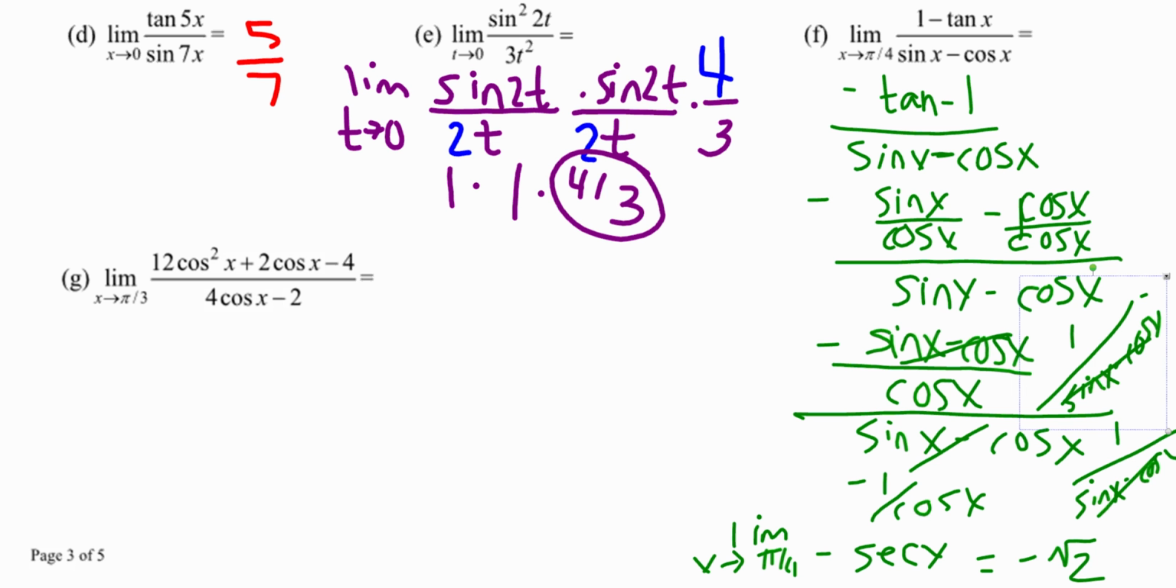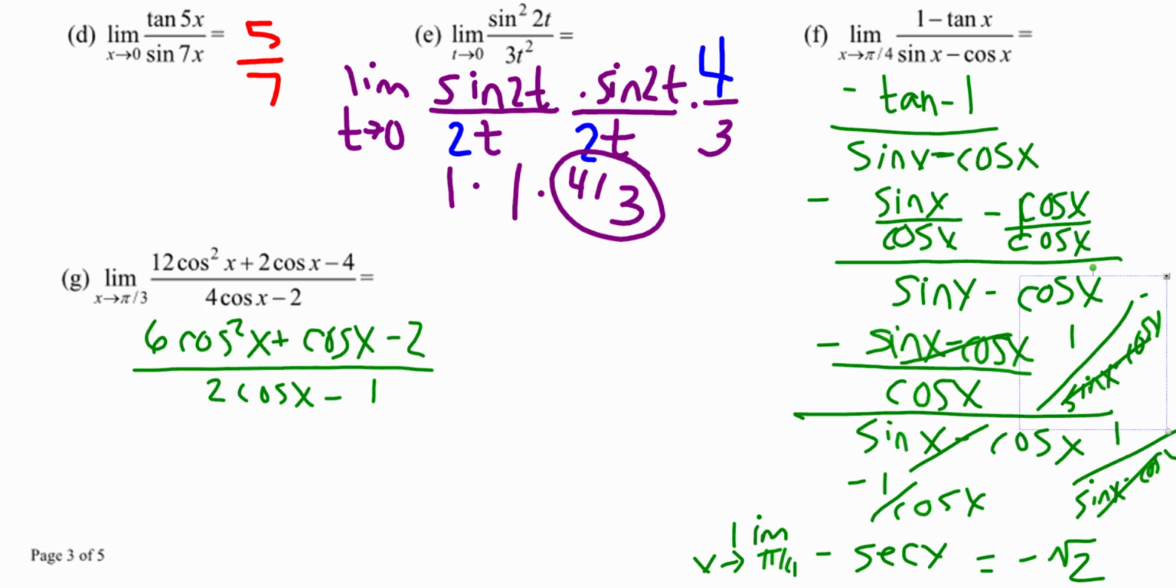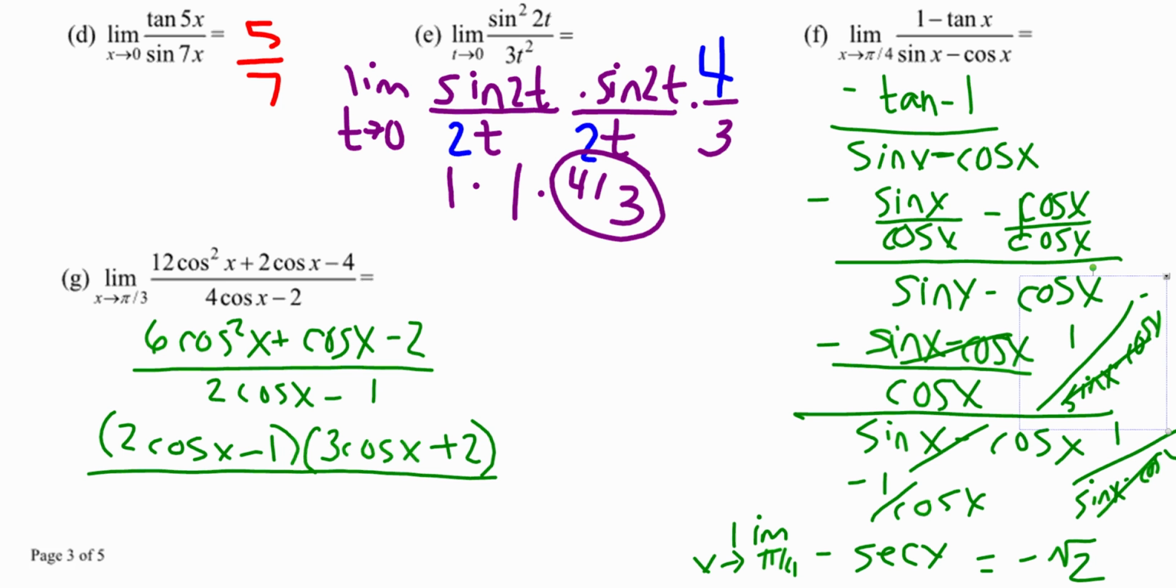Not a bad problem. This one I bet we'll do some factoring. Alright, so I could take out a 2 in the top and the bottom and then cancel them out. So if I do that, I get 6 cosine squared x plus cosine x minus 2 all over 2 cosine x minus 1. My bet is that I can factor the top into 2 cosine x minus 1 times something. So I'm guessing that's going to have to be 3 cosine x plus 2. Does that work? Looks like it does.